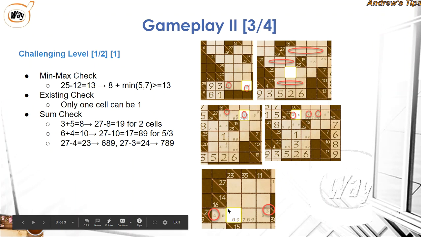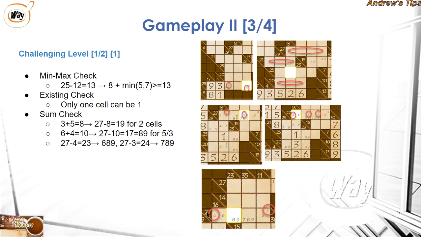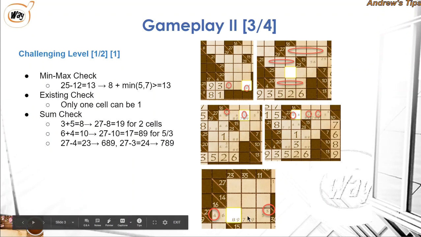Okay, continue this picture. If we use the 4, 27 minus 4 is 23. 23 has only one solution, it's 6, 8, 9. So that one is impossible. So we cannot use the 4, the 6 is at least.